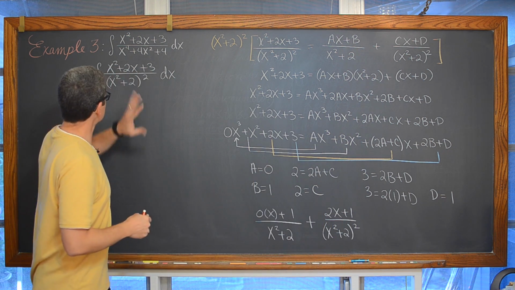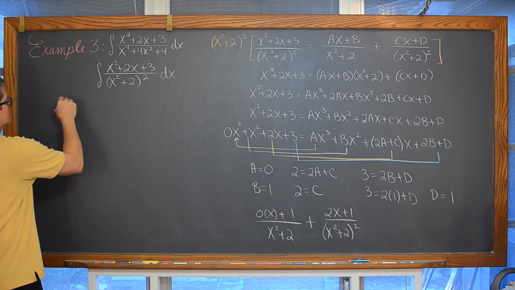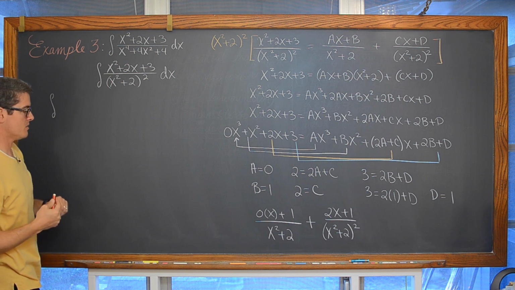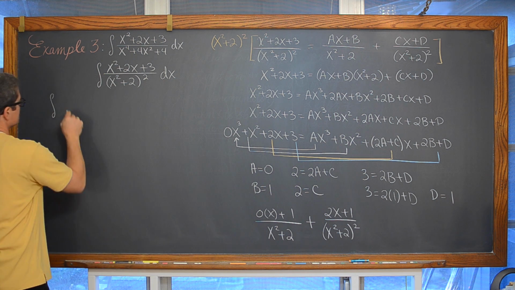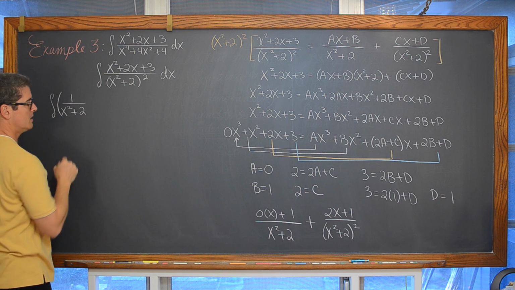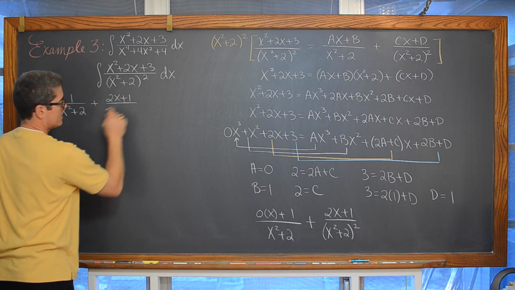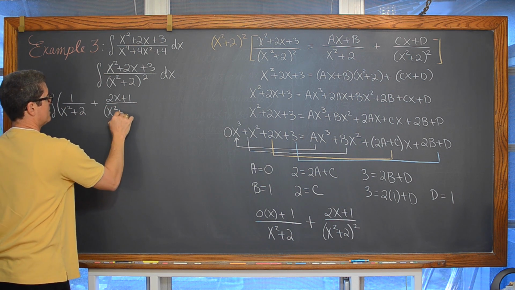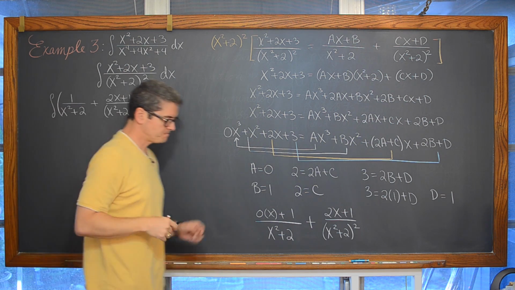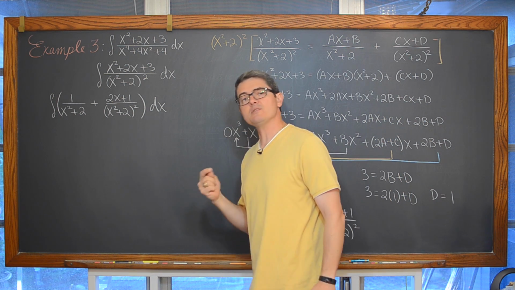Now, what that means is we're going to come over here and rewrite our integral as the indefinite integral of, well, all of this is equal to 1 over x squared plus 2 plus 2x plus 1 over x squared plus 2 squared dx. And we're going to pull this apart in small little integrals like I've been doing to hopefully help your understanding as much as possible.